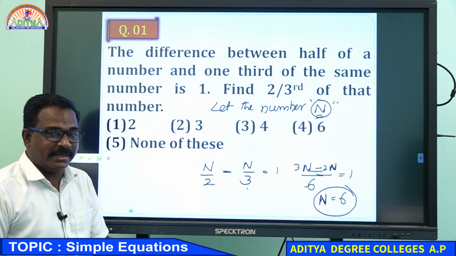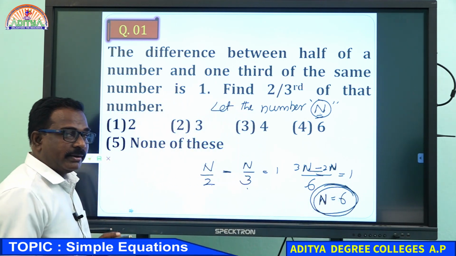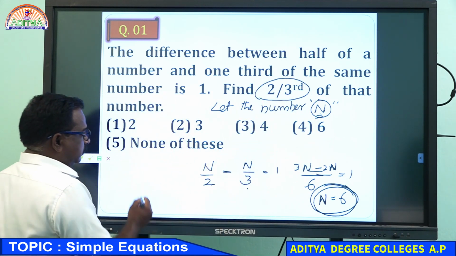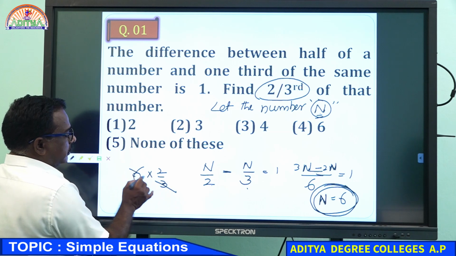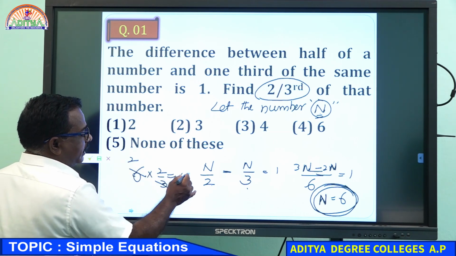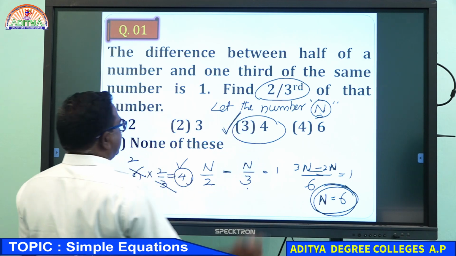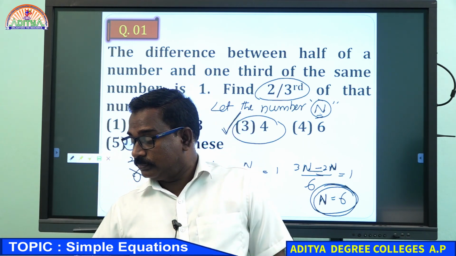6 is not the answer, 6 is the number. The question asks for 2/3 of that number. So 2/3 of 6 means 4. 4 is the answer, not 6.